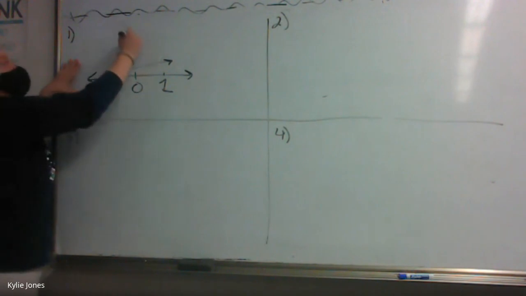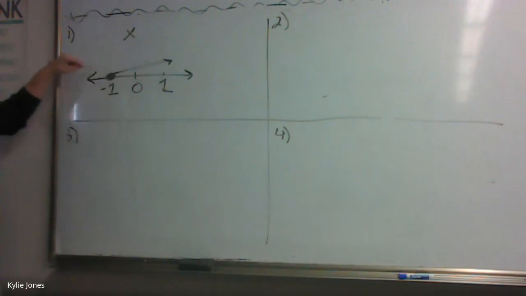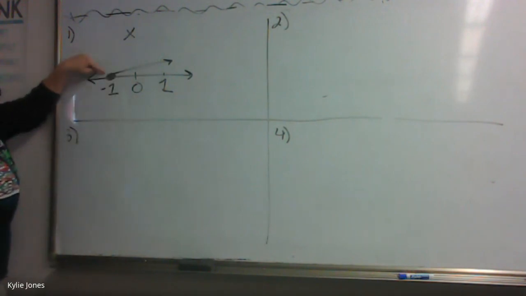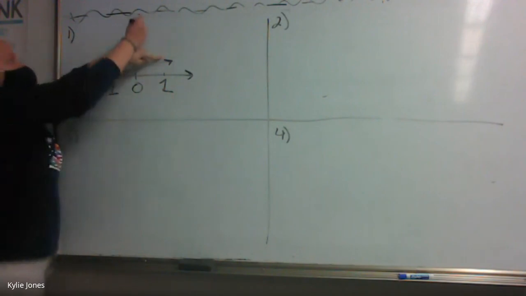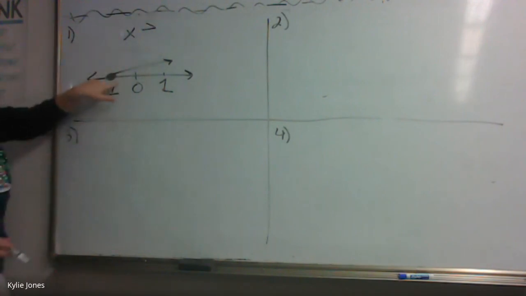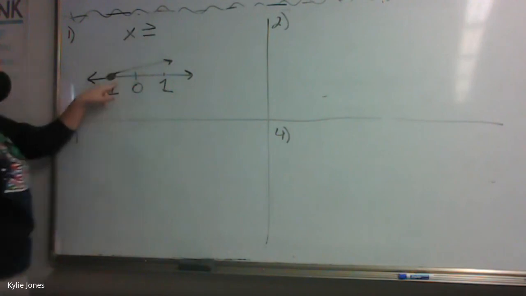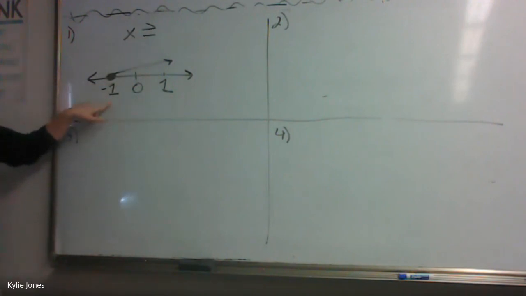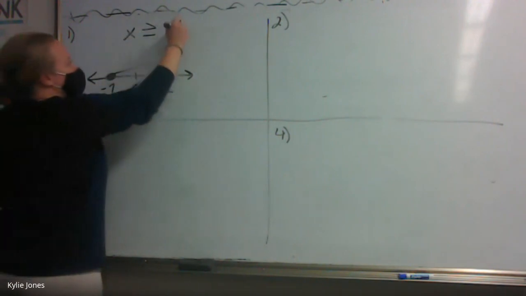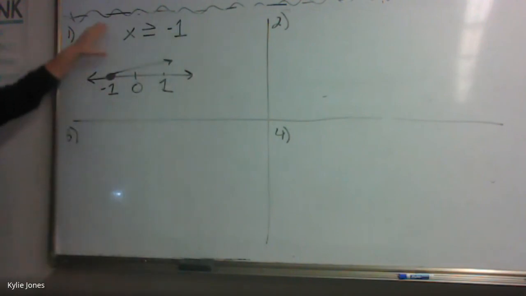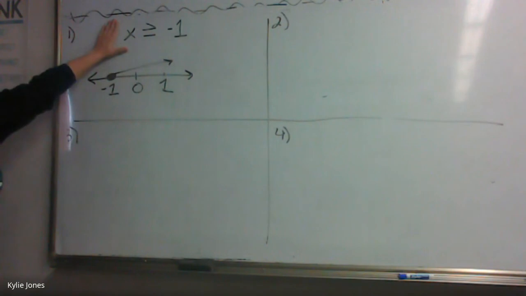We need to write the inequality for this. So we always know that it starts with x. We need to decide what inequality this is. Is it greater than, less than, greater than or equal to, less than or equal to? So we know the numbers are greater than. And is it equal to? Yep, because it is a closed circle. And then what number is it greater than or equal to? Negative 1. So I'm going to give you the graph. You write the inequality. Does it make sense? Do your best on it, okay?